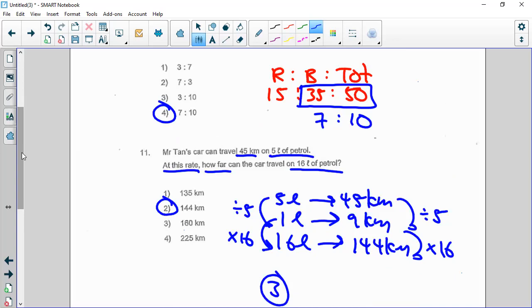Question 10 is 1 mark. Question 11 is 2 marks. Always, 11 onwards is 2 marks. Okay, question 1 to question 10 is always 1 mark. Okay, so let's go on.